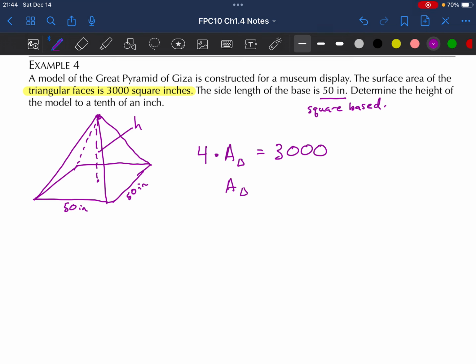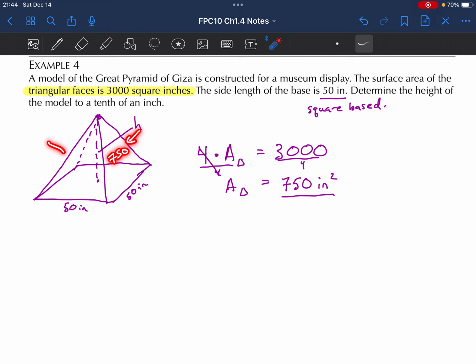So the area of one triangle will be equal to, well, we divide this side by 4 to cancel these out. We divide this side by 4. What's 3,000 divided by 4? I should know this. 750 inches squared. So one triangle is 750 inches squared. So 750 for this triangle here, 750 for the one in the back, 750 for the one on the side, 750 for the one on the front.